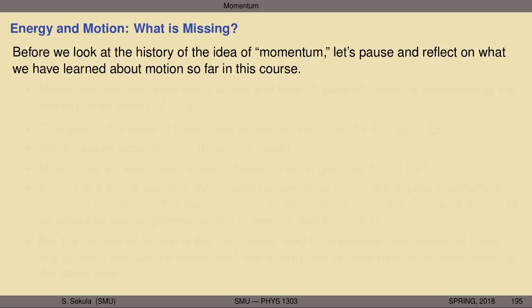So we've been exploring energy, and we've been exploring motion, and we've seen how these concepts are intertwined. So what could possibly be missing? Well, before we look at the history of the idea of momentum, let's pause and use this moment to reflect on what we have learned about motion so far in this course.